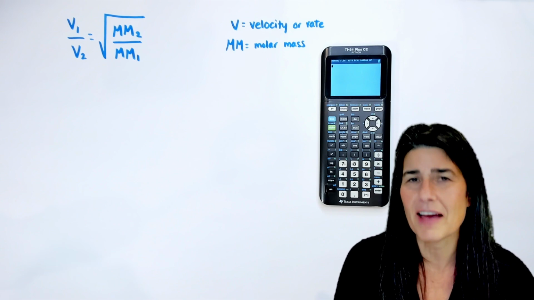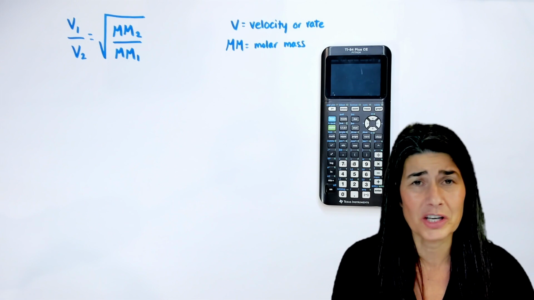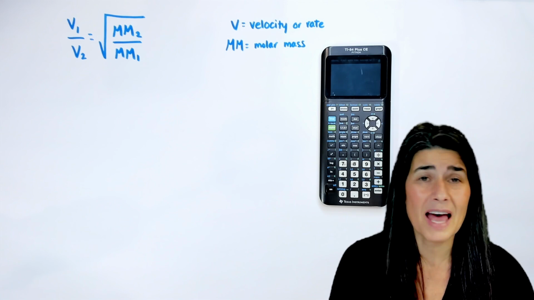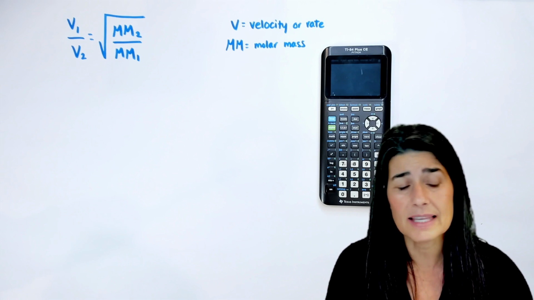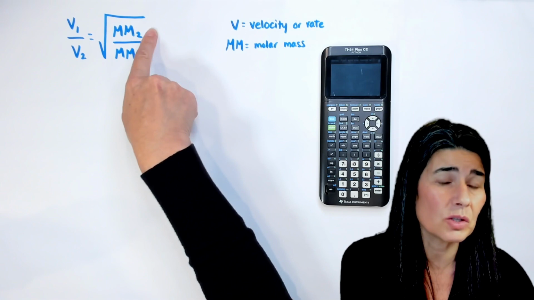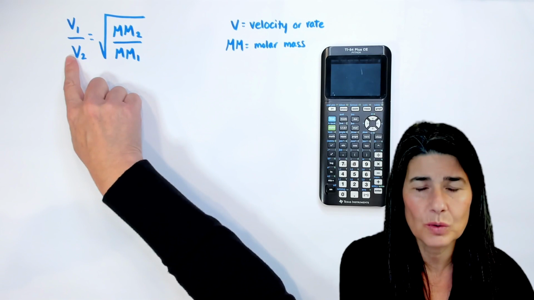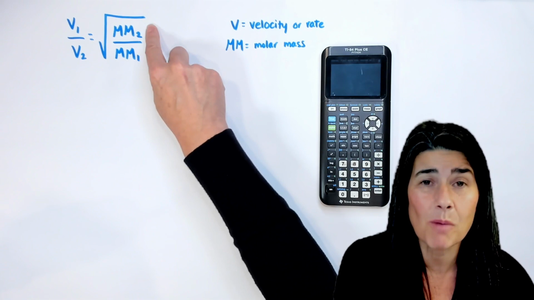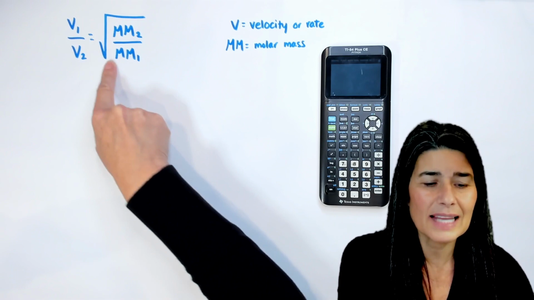Now, the other type of problem you're going to need to solve is a mathematical comparison of speeds. If we're going to do a mathematical comparison, we need to use Graham's law of effusion. It looks like this: V1 over V2 is the square root of molar mass 2 over molar mass 1. Now, I wrote it like this with V1 over V2. You can equally well write it V2 over V1, but then you need to put molar mass 1 over molar mass 2.